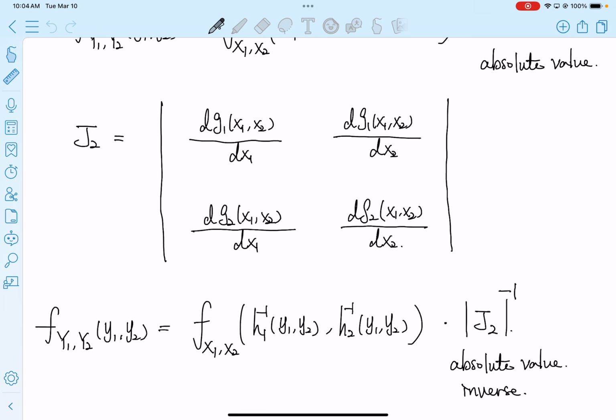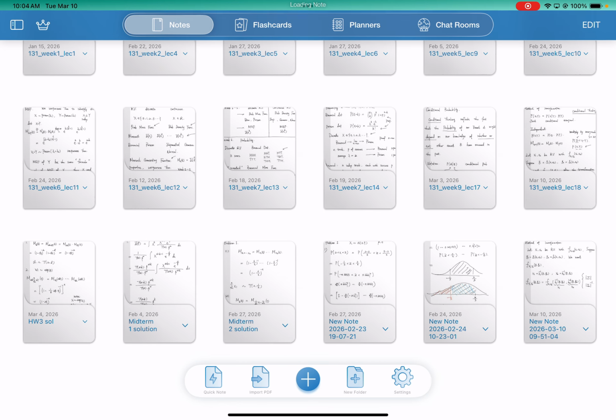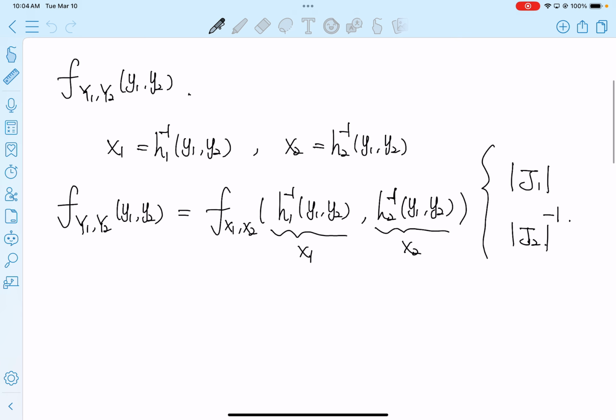For today's part? Yes, this is just the same formula that we had last time. I'm just writing it down again. This is exactly the same as your notes from last week.